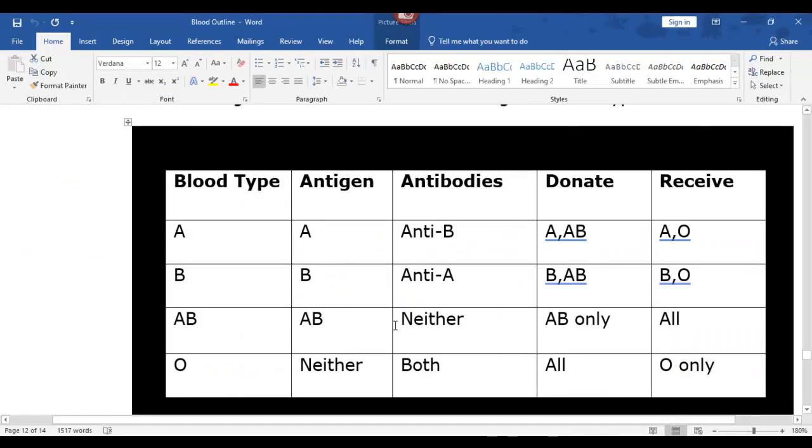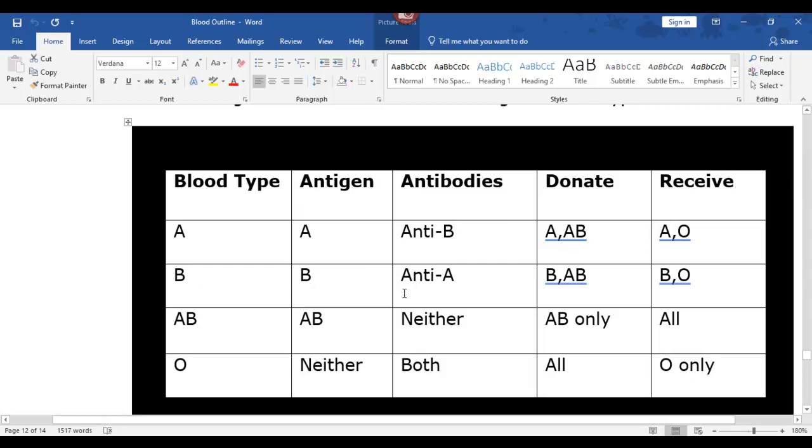So, yeah, you do have to know. So here is blood type A. They have an A antigen. They have anti-B antibodies. Who can they donate to? A and AB. Because remember, AB, they're called the universal recipients. They have no antibodies. So they can receive blood technically from anyone. Who can they receive blood from? A and O. O is called the universal donor because they have no antigens, so there's nothing to cause trouble.